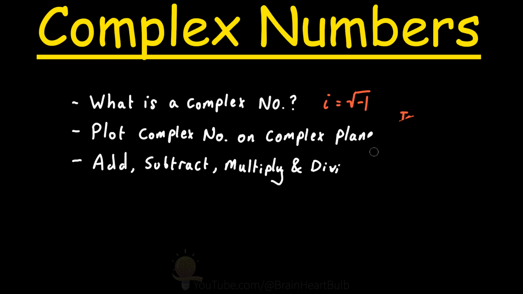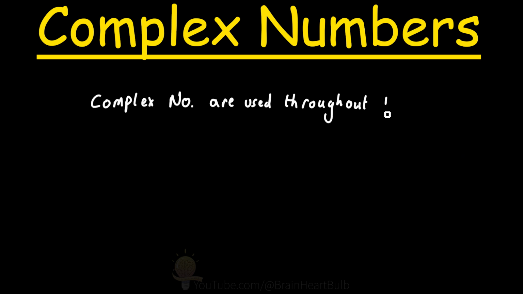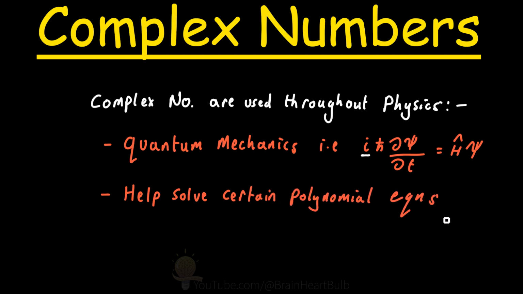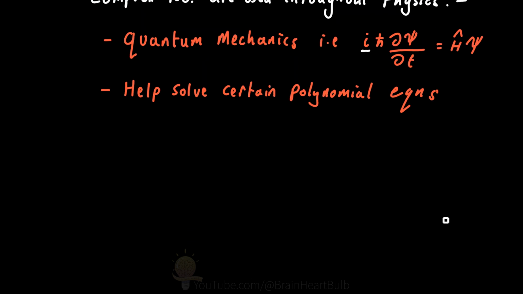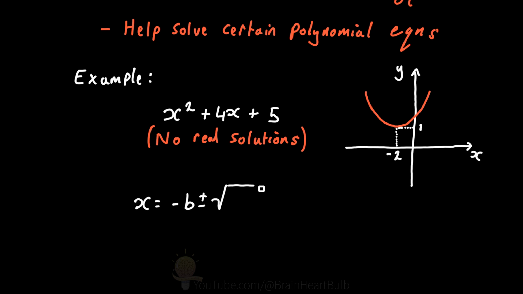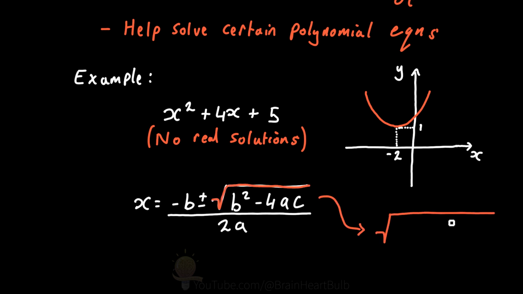So, complex numbers are used in quite a few areas of physics, most notably in quantum mechanics. But they're also seen in other areas of physics as well, and they can also help us solve polynomial equations that have no real solutions. Take this example. We've got x squared plus 4x plus 5. Now if we plot this equation on a graph, we get something that looks like this. Now you can see instantly from the graph that we've got no real solutions because the curve doesn't cross the x-axis. And if we use the quadratic formula, we quickly see that we get a negative root.